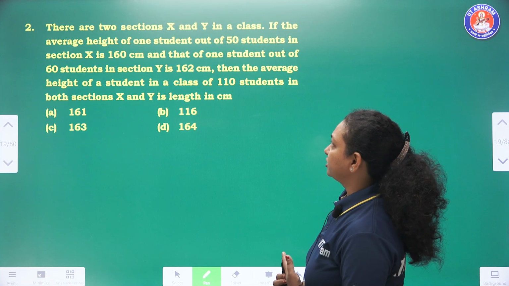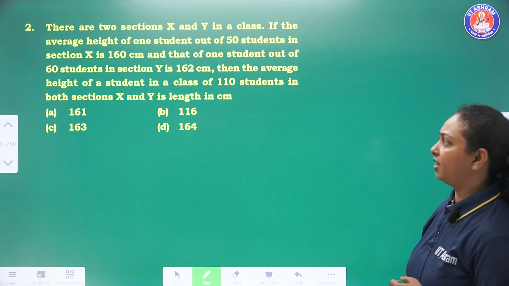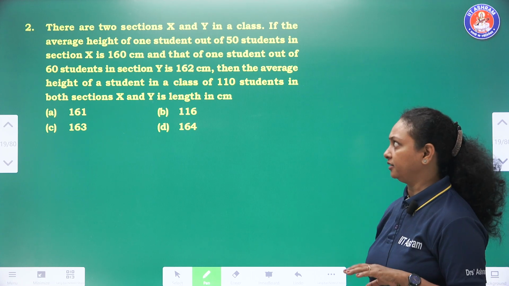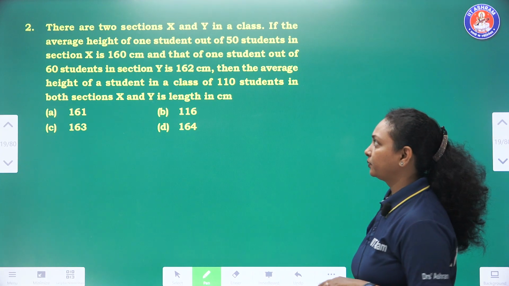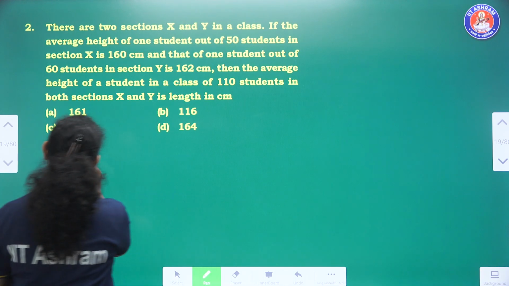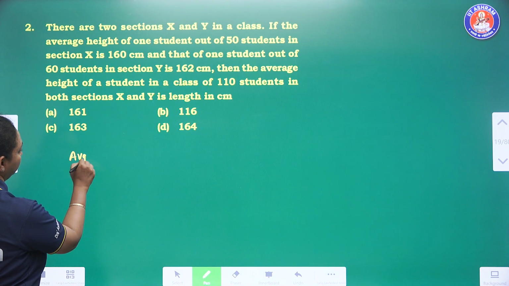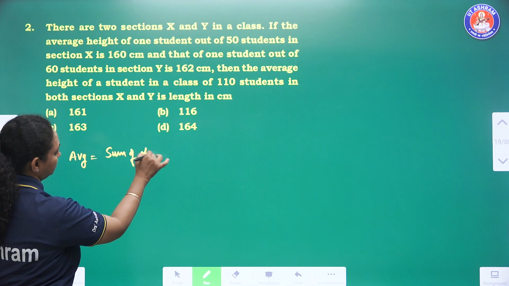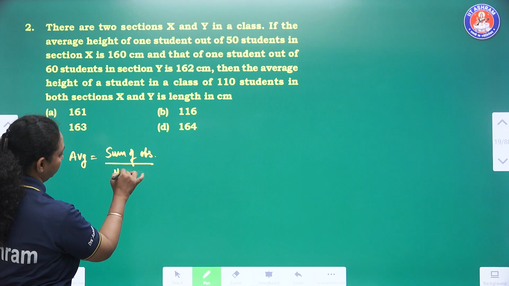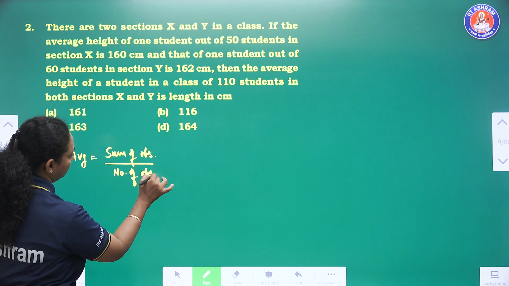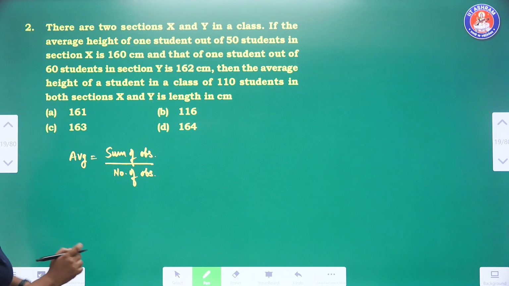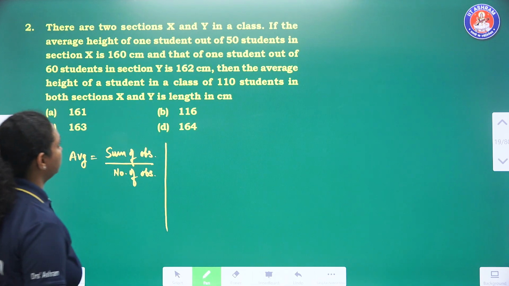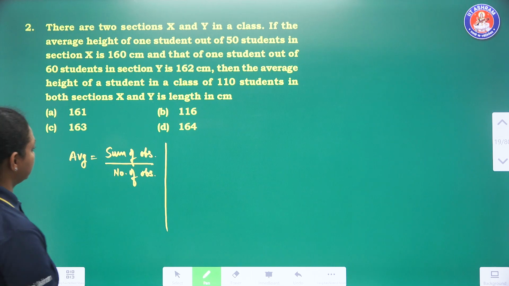There are two sections X and Y in a class. The average height of the 50 students in section X is 160 centimeter. So we know how we find average? So average is equal to sum of observations divided by number of observations. So first of all we are talking about the class X students. So the mean of the class X student height is 160 centimeter.